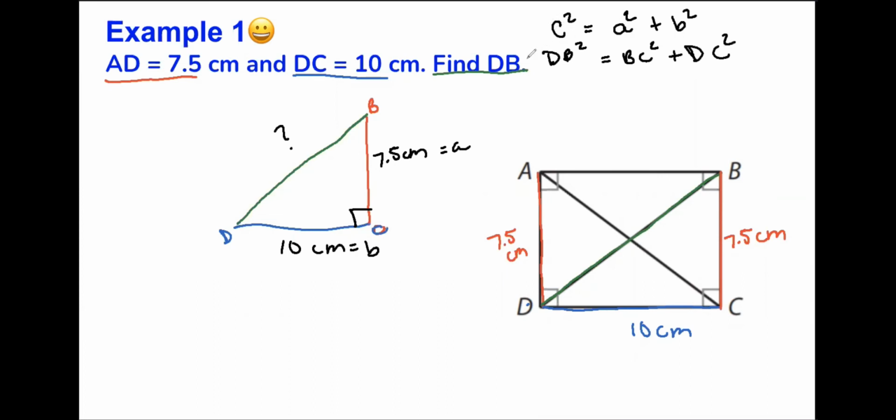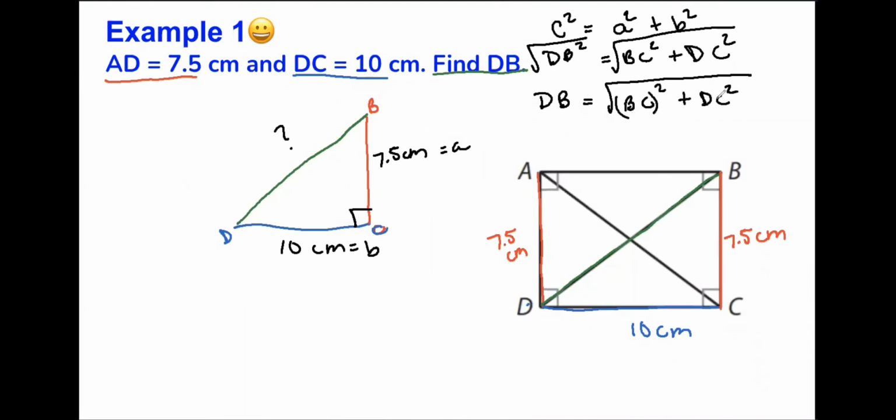Now we know that we have C squared. We do have to isolate it, so we have to do that inverse operation, which is square root both sides. We're left with the length of DB equals the square root of the length of BC squared plus DC squared. I'm going to use parentheses because I don't want you to confuse C with C over here. This is just talking about a length, the measurement of the segment, okay?